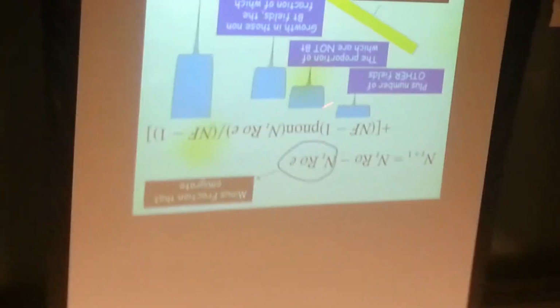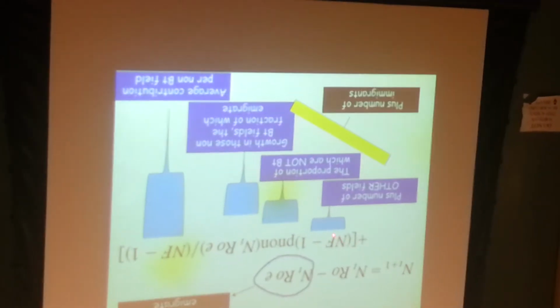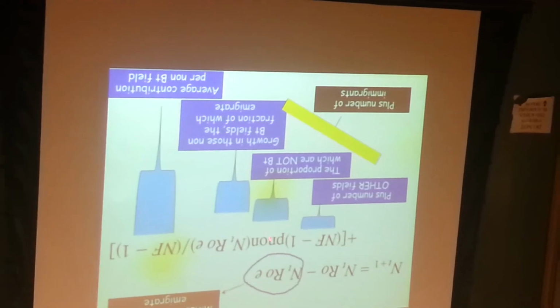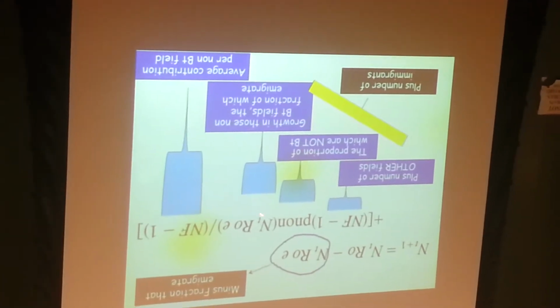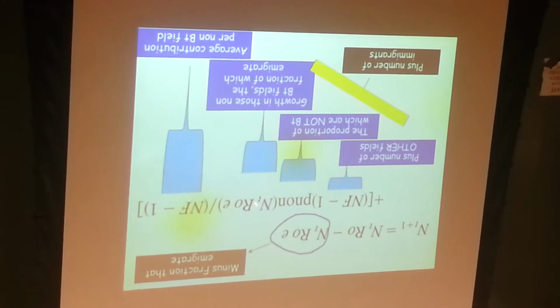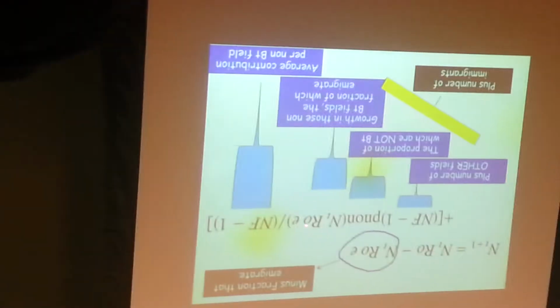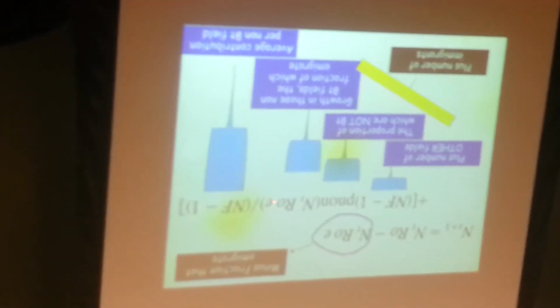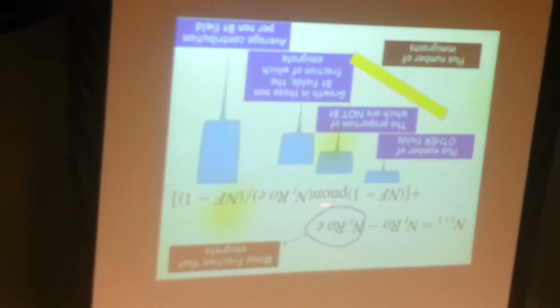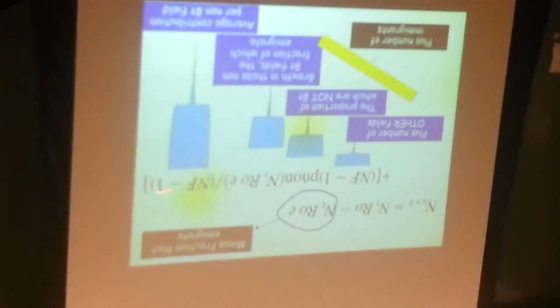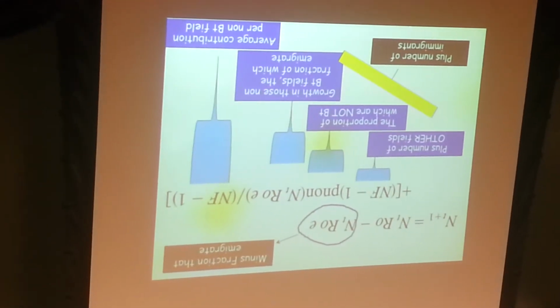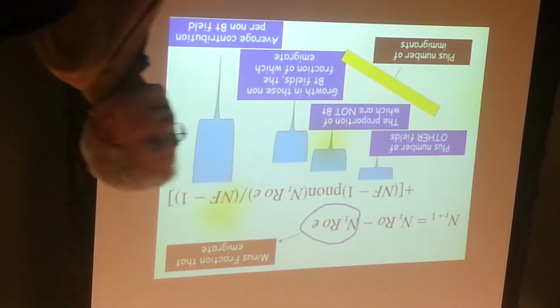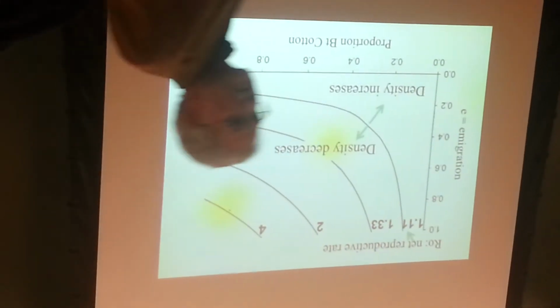Just one term, and you just have how many other fields you're looking at, the number of fields minus the one you're in. So you take 100 minus the one that you're in, so you've got 99 fields. The proportion of them that are not BT, the growth rate inside of those non-BT fields, and get rid of the ones that emigrate out, and the fraction that emigrate out are the ones that can immigrate in. This whole thing divided by the total number of fields, get an average contribution per field into the field that you're looking at.